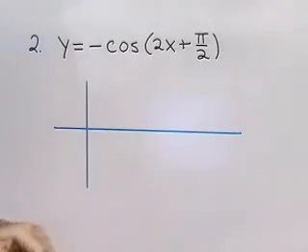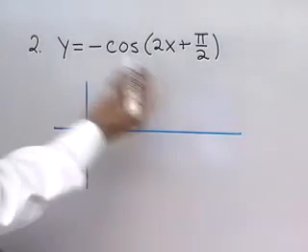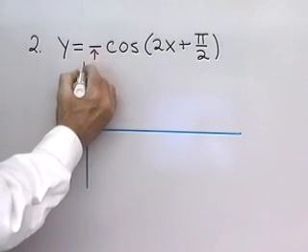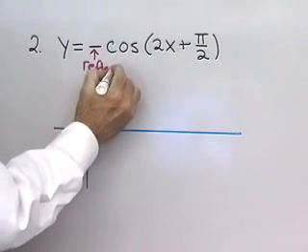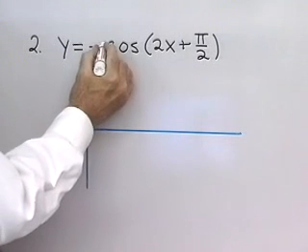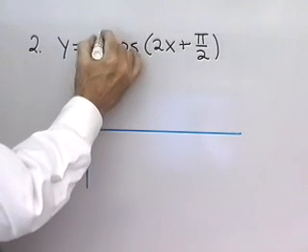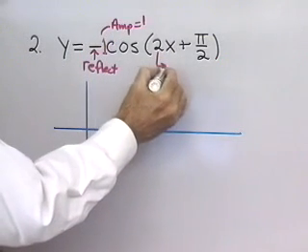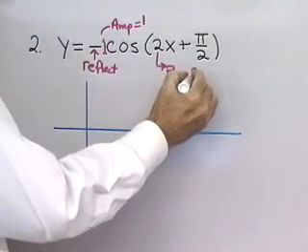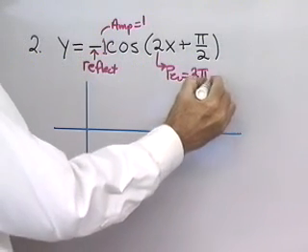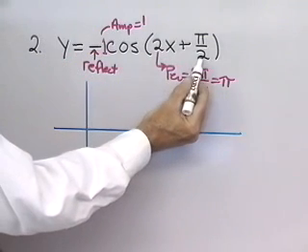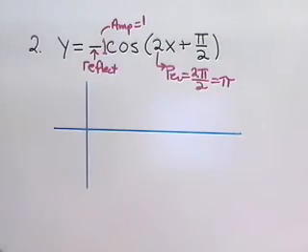Let's try another one. Y equals negative cosine of 2x plus pi over 2. So the negative sign here tells me that the graph is reflected. This coefficient right here, 1, tells me that the amplitude is 1. This coefficient tells me that the period is going to be 2 pi divided by 2, which is pi. And then the combination of this coefficient and this constant term right here will give me the phase shift.